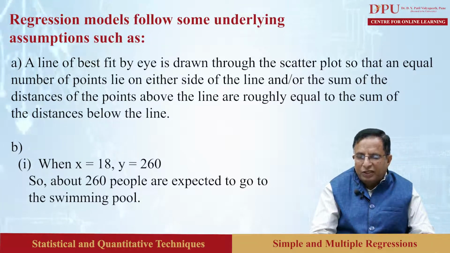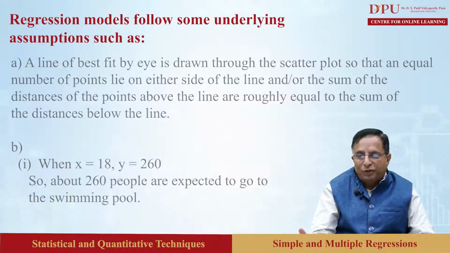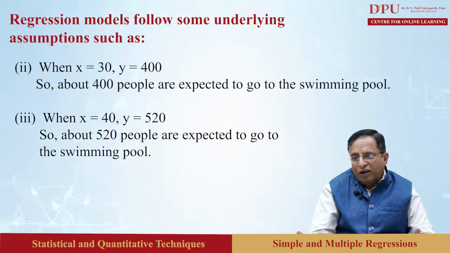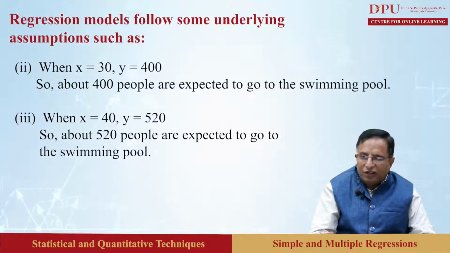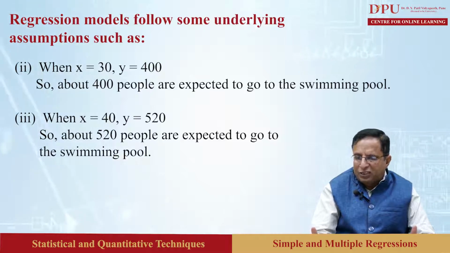When x is equal to 18, y is equal to 260, so about 260 people are expected to attend the swimming pool. When x is equal to 30, y is equal to 400, so 400 people are expected to attend the swimming pool. When x is equal to 40, y is equal to 520, so about 520 people are expected to attend the swimming pool.